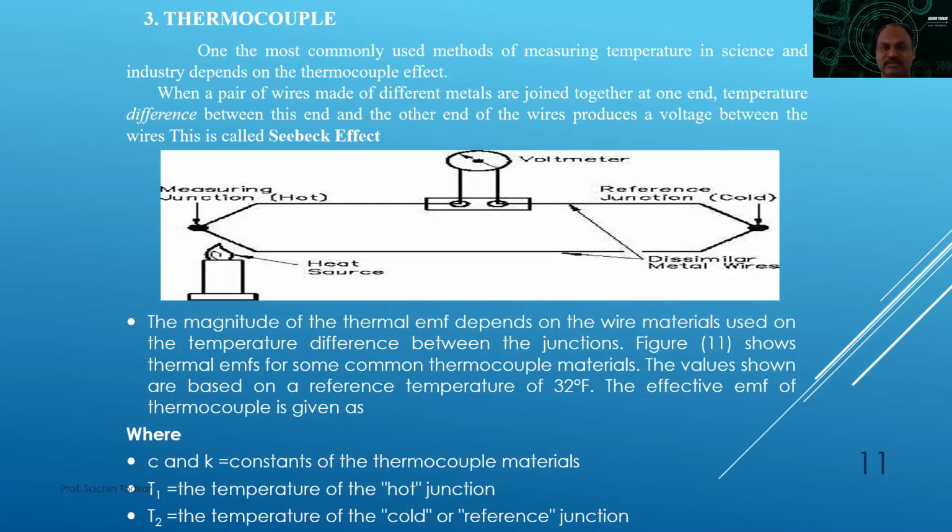So there is a change in voltage, and if we can calculate that voltage, then we can calculate the temperature differential also. This is called the Seebeck effect. The diagram itself is self-explanatory. The magnitude of thermal EMF depends on the wire material used and on the temperature difference between the junctions. So one junction will be put at cold and one junction at hot, and we'll get the voltage differential in that particular thermocouple material.